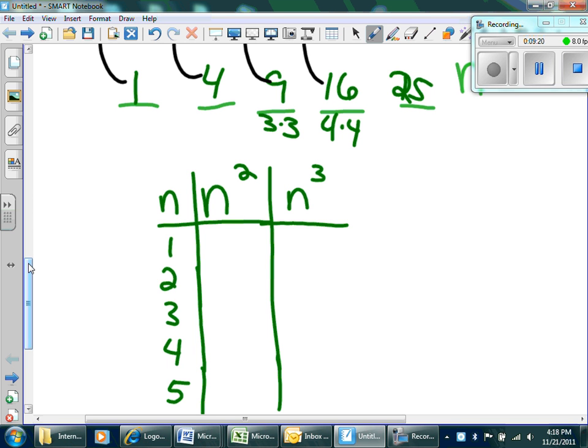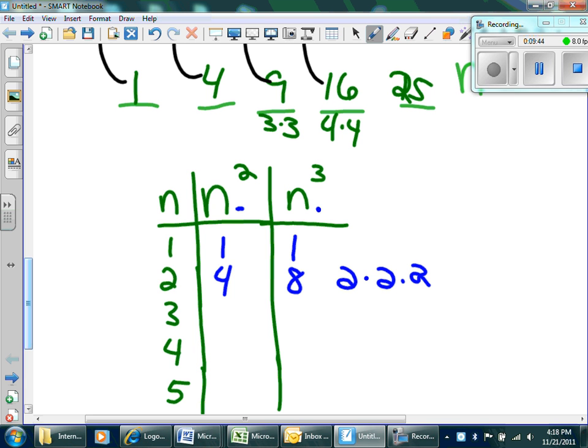Okay, once n squared is 1, n cubed is also 1. Why? Because this means 1 times 1, which is 1. This one means 1 times 1 times 1, which is also 1. 2 to the second power, that's 4. 2 to the third power is 8. Why? Because it's 2 times 2 times 2.